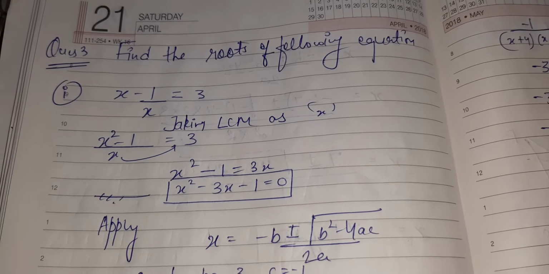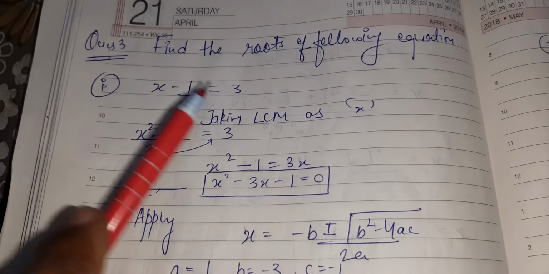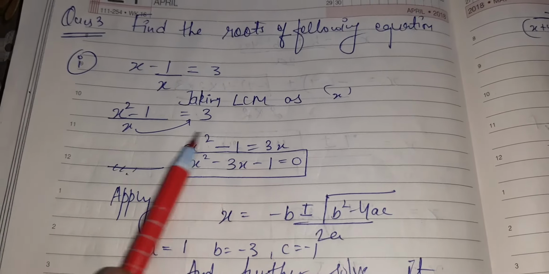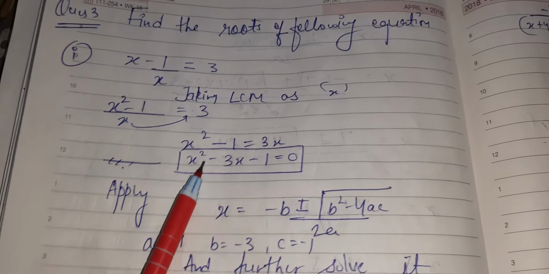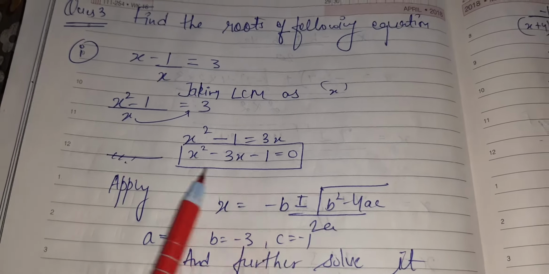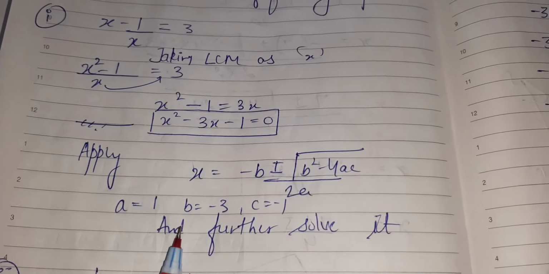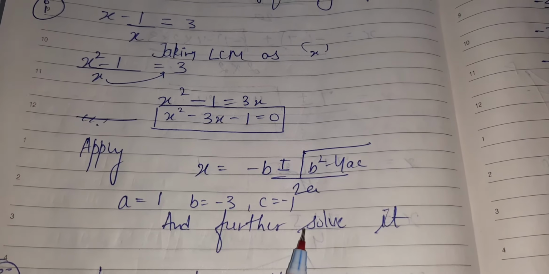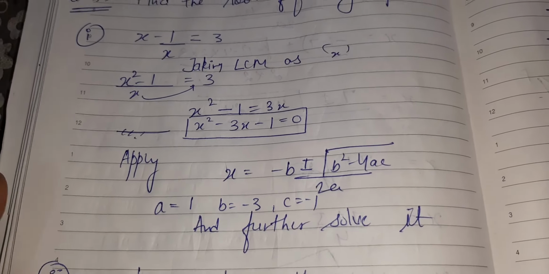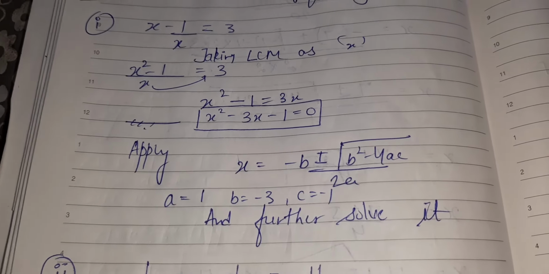See the third one. First part, find the roots of the following equation. We have taken LCM as x. x square minus 1 is equal to 3, this will go this side. x square minus 1 is equal to 3x. 3x will come this side. The equation is formed. Apply the quadratic formula. a is equal to 1, b is equal to minus 3 and c is equal to minus 1. Further solve it. Got it? You can apply split the middle term also. No issues.